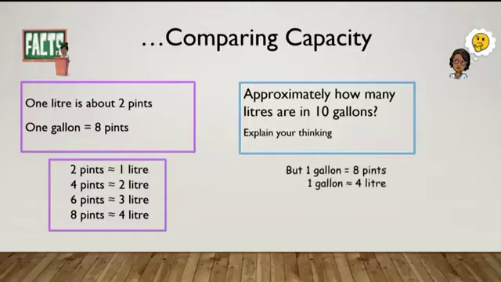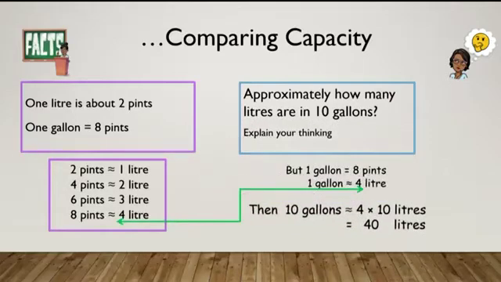So here we can see a relationship right there. 1 gallon is the same as 8 pints. So let's go. 10 gallons would be 10 times that, which would be 40 liters. So the answer is that 10 gallons is about 40 liters.